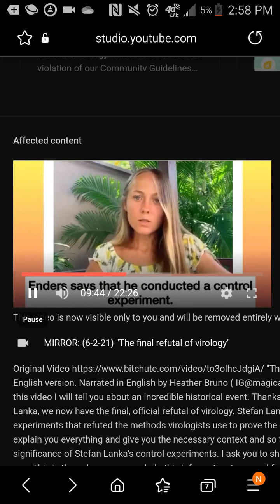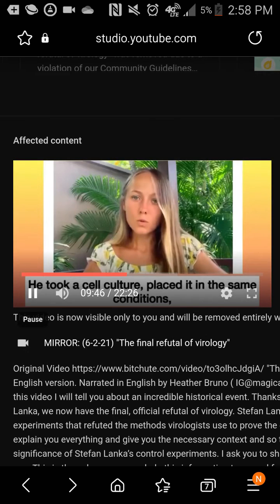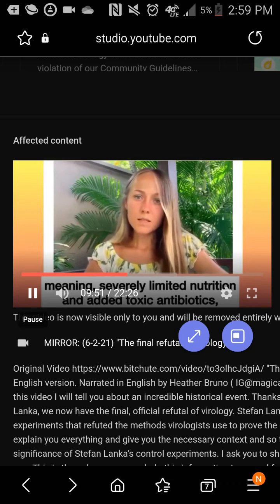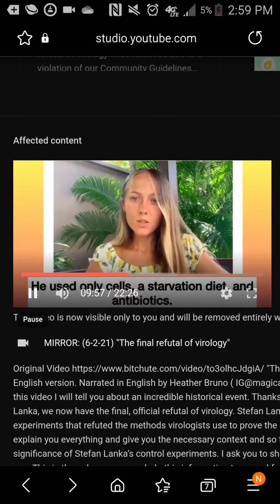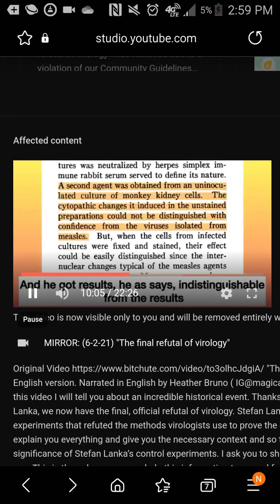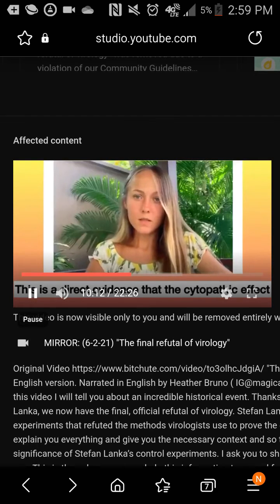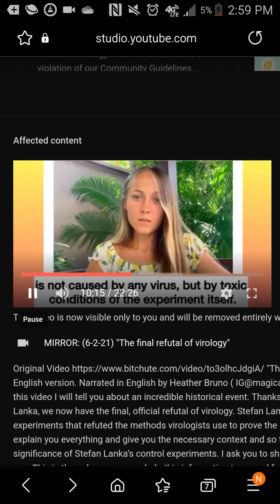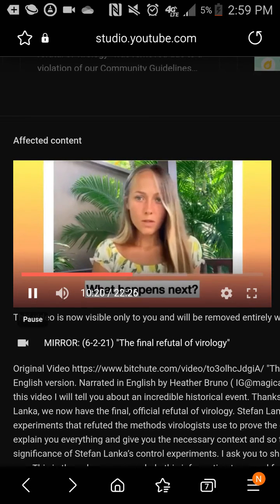Enders says that he conducted a controlled experiment. He took a cell culture, placed it in the same conditions, meaning severely limited nutrition, and added toxic antibiotics, but did not use any material from a sick person. He used only cells, a starvation diet, and antibiotics. And he got results, he says, indistinguishable from the results he got using so-called infectious material with a virus inside. This is direct evidence that the cytopathic effect is not caused by any virus, but by the toxic conditions of the experiment itself. What happens next?